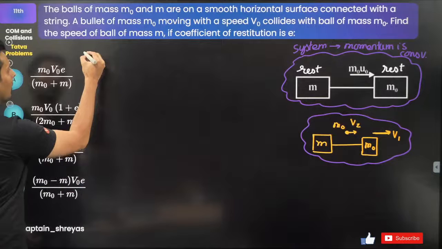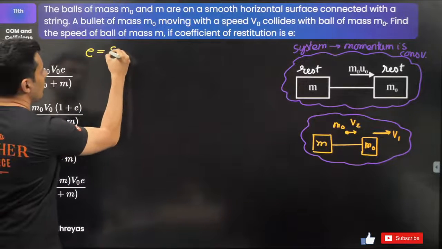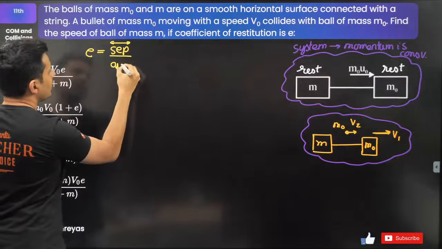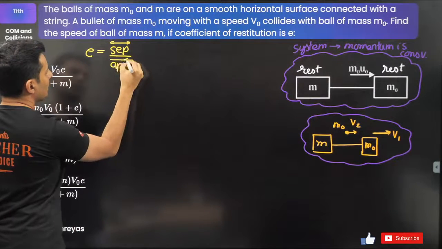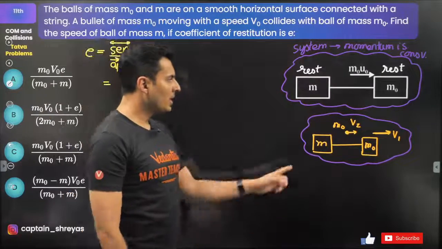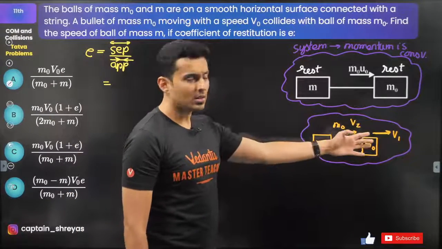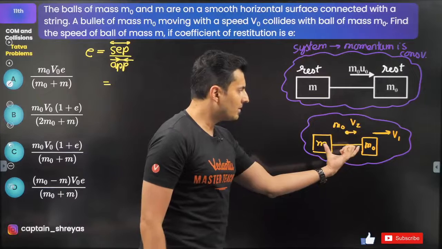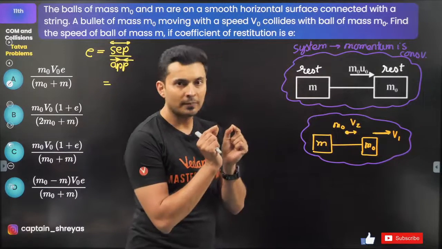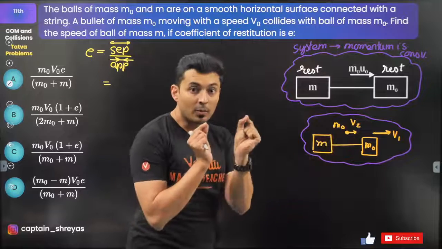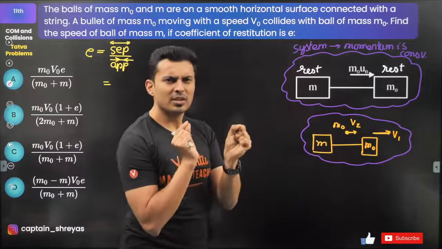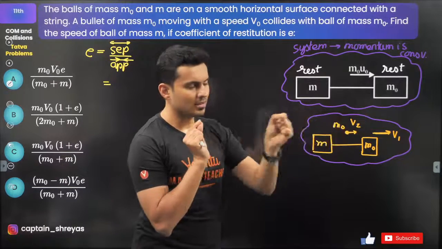First, using coefficient of restitution, which is always how much is the separation upon how much is the approach. How much is the approach? Let's try to find that out. Here, after the collision, the two masses move with v1 speed. The m0 mass moves with v2 speed. The two masses are moving with v1. This point mass m0 is moving with v2. v2 is smaller. v1 is faster.